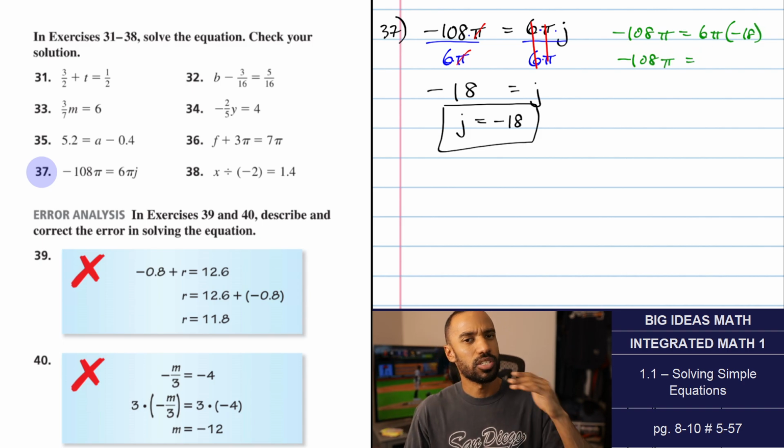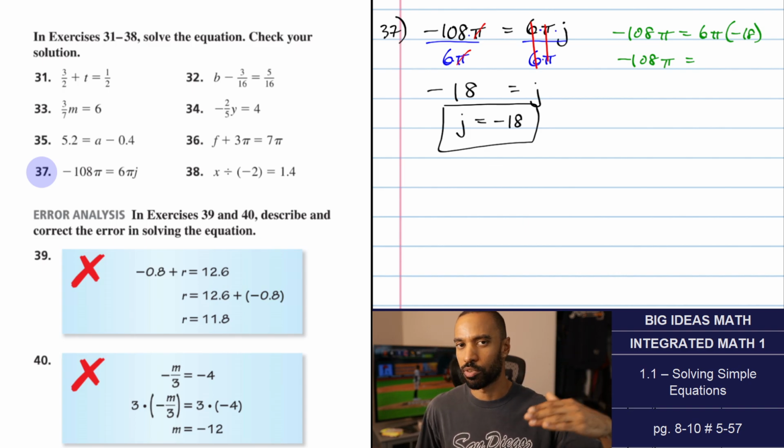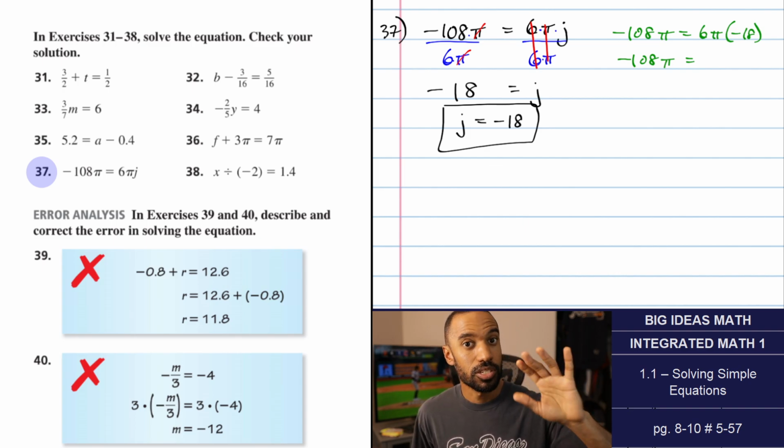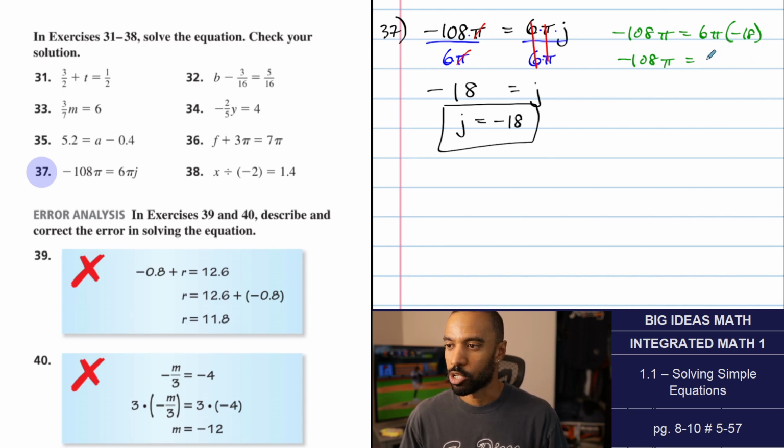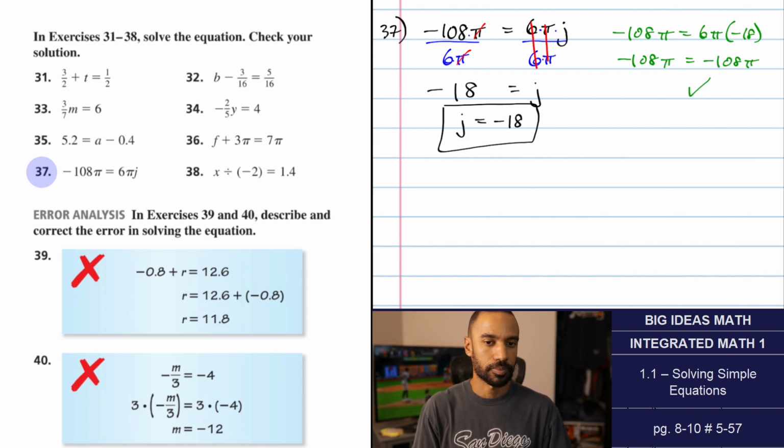18 is also 10 plus 8. 6 times 10 is 60. 6 times 8 is 48. 60 plus 48 is 108. So that should be negative 108 times pi as well. Feeling good on that. It's all good.